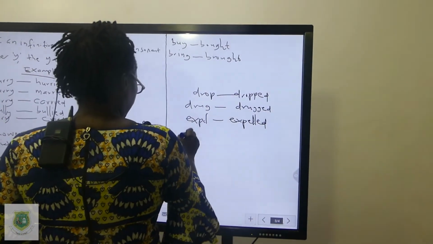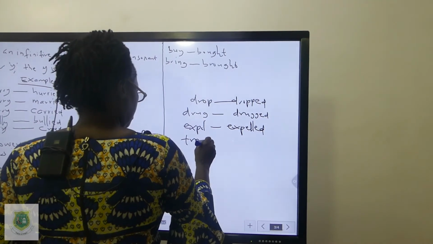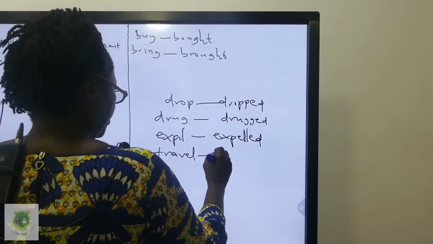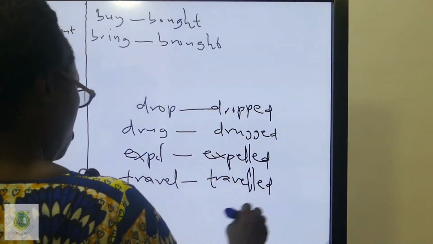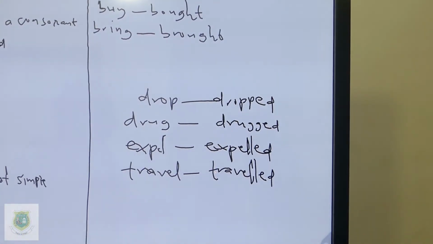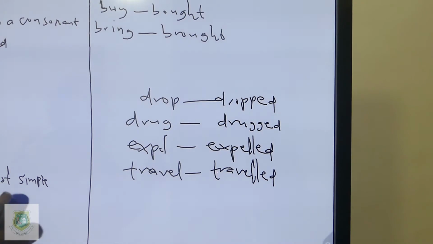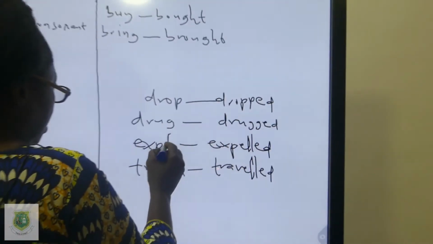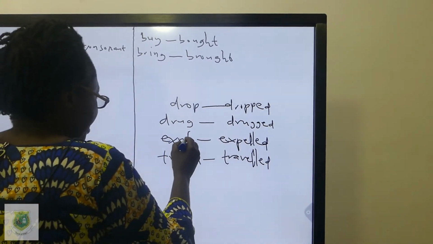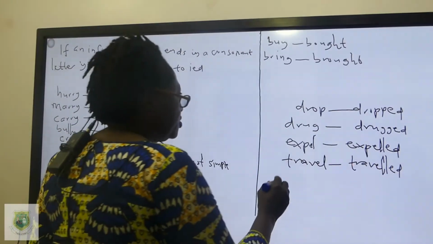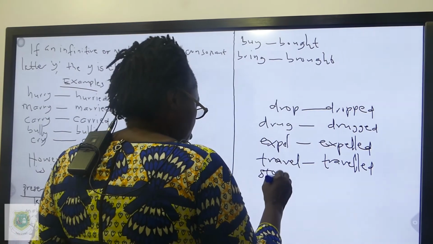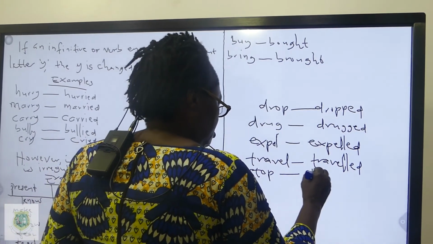Travel. I will travel tomorrow. He traveled. You will add that last letter. You add one of it again, then add ED. That is how they are formed, and so on and so forth. Like stop. Stopped.